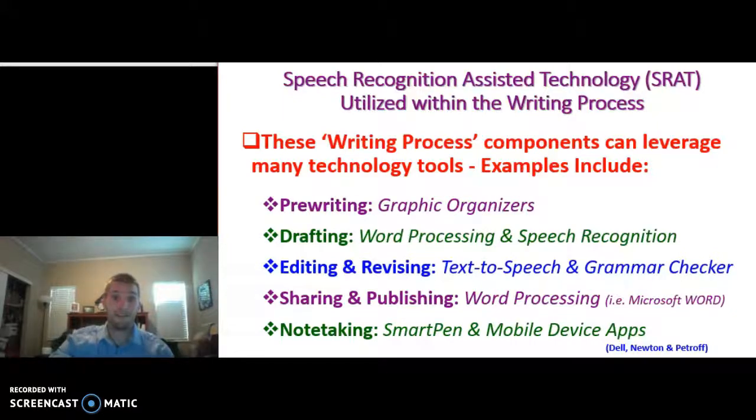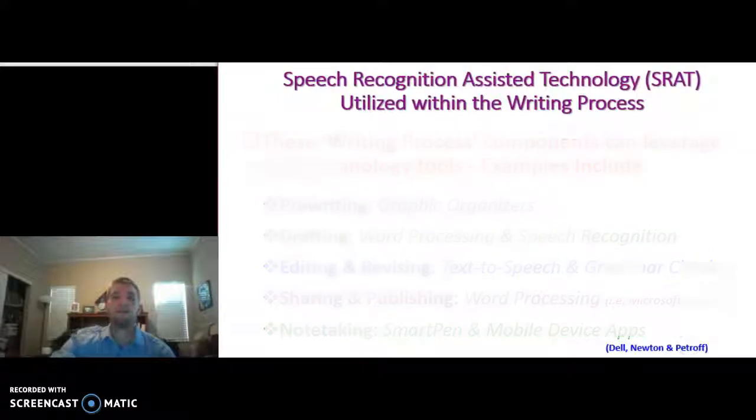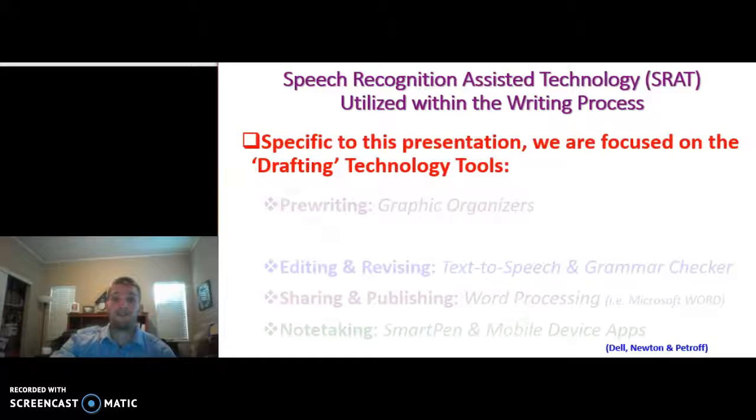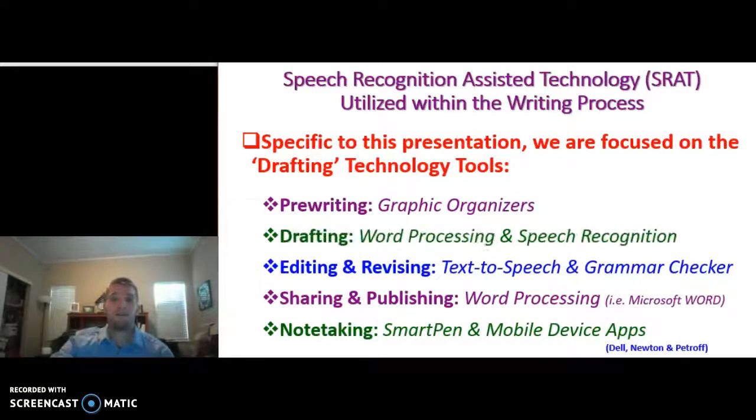There's word processing such as Microsoft Word. For note-taking, there's smart pens and mobile app devices. Specific to this presentation, though, I'm going to focus on the drafting technology tools.